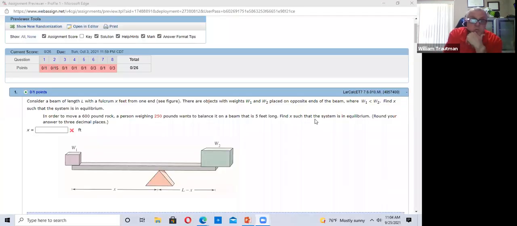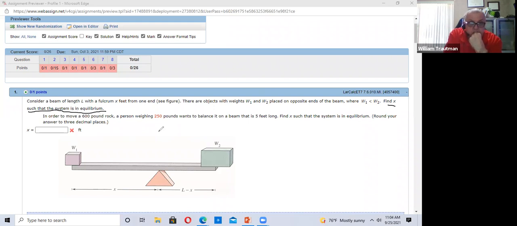Okay, so we're in the homework. Let's look at number 1. Consider a beam of length L. This whole beam is length L. You have 2 weights. Weight 1 is less than weight 2, and they depict that in the picture where the box for W2 is larger, so that is the heavier one. If you read the instructions, it says find X such that this is an equilibrium system.